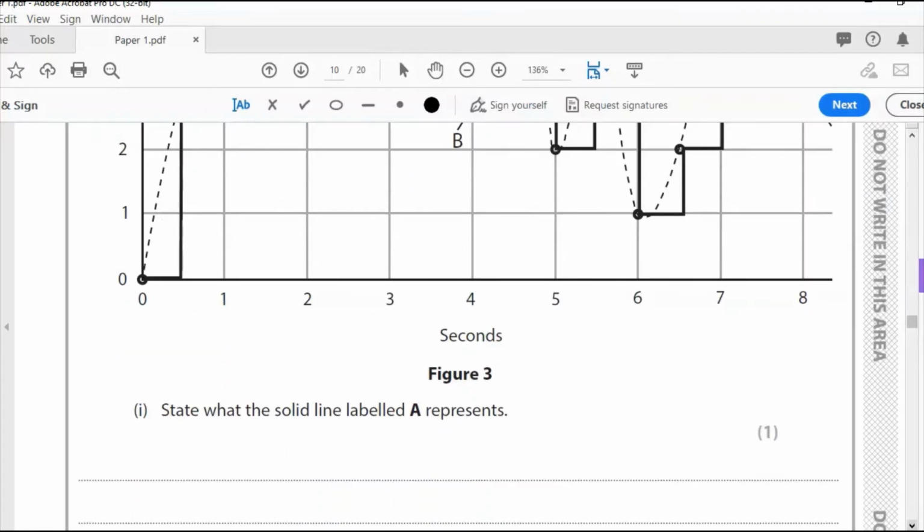State what the dotted line A represents. It represents the digital signal.